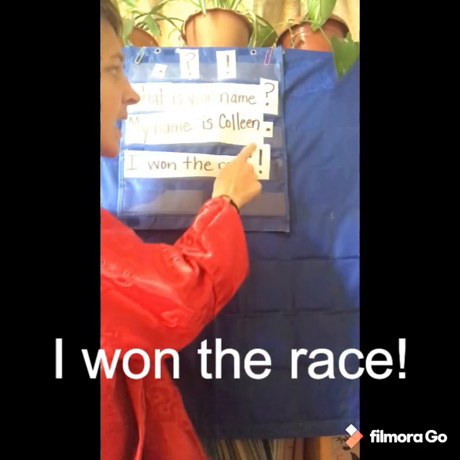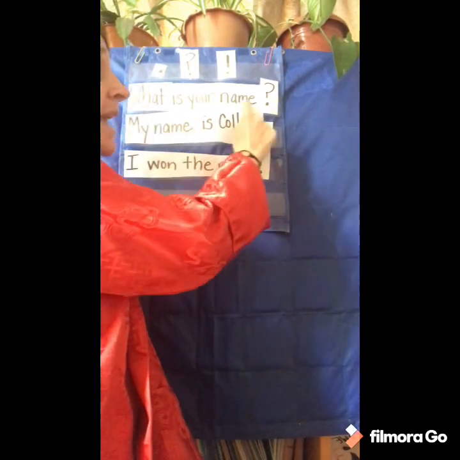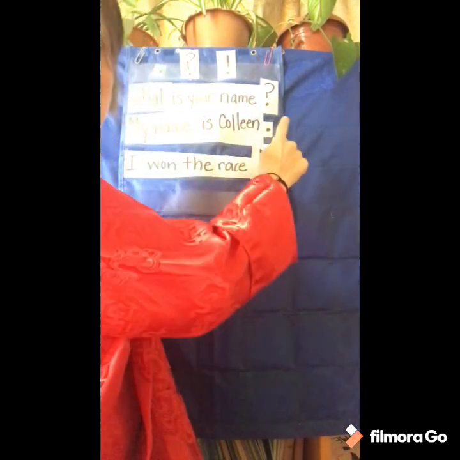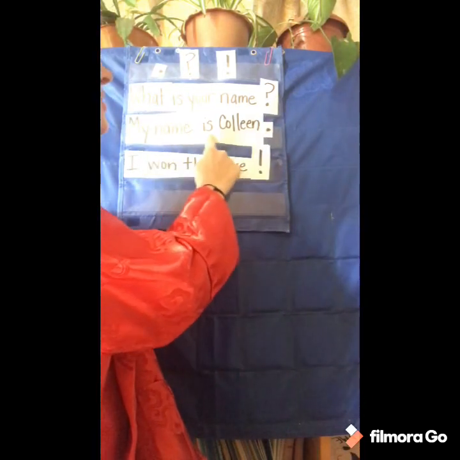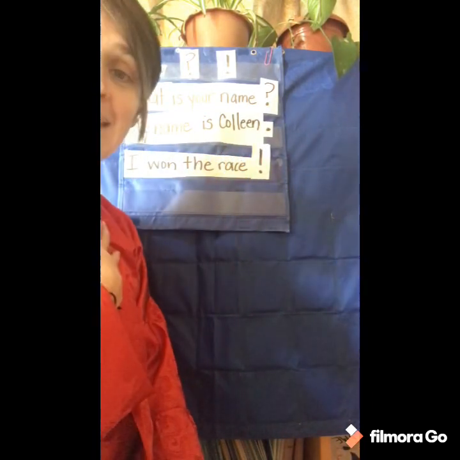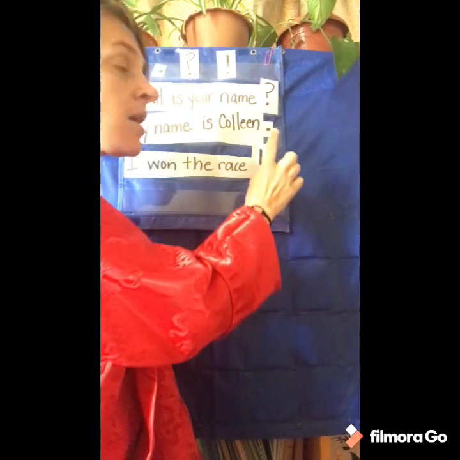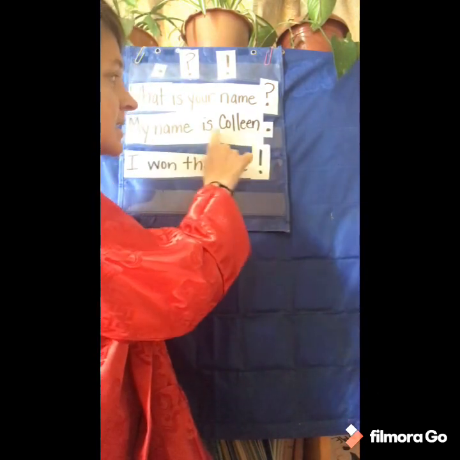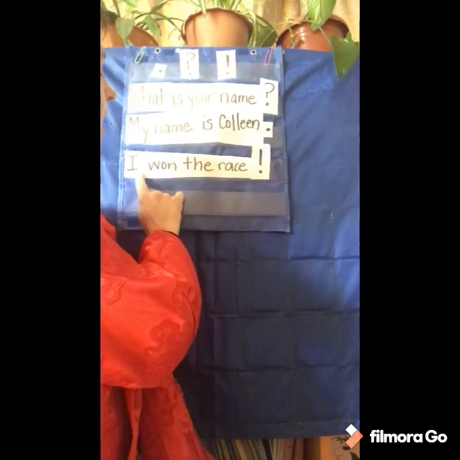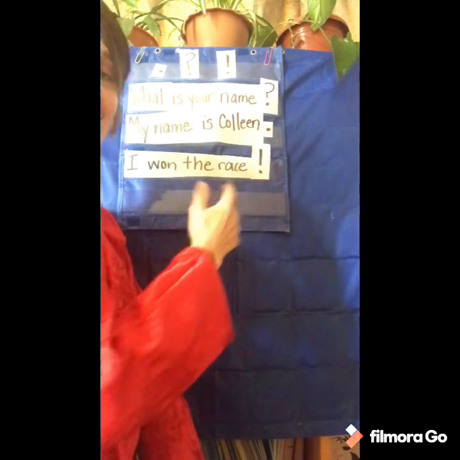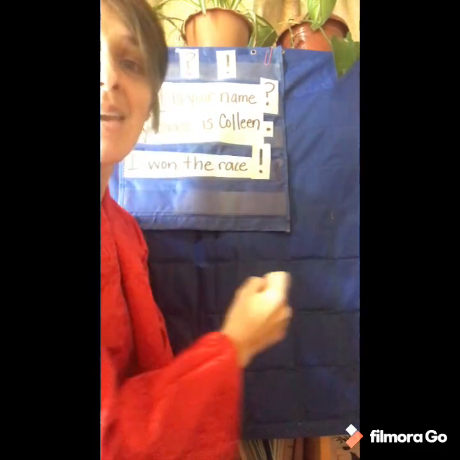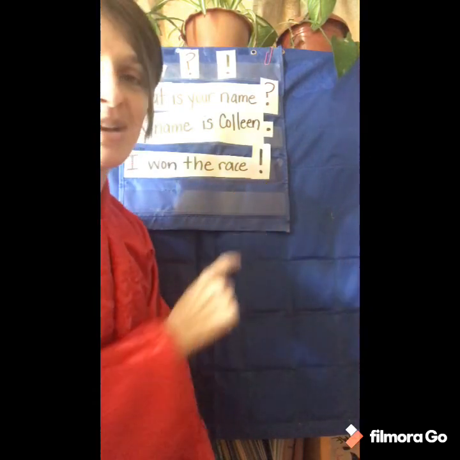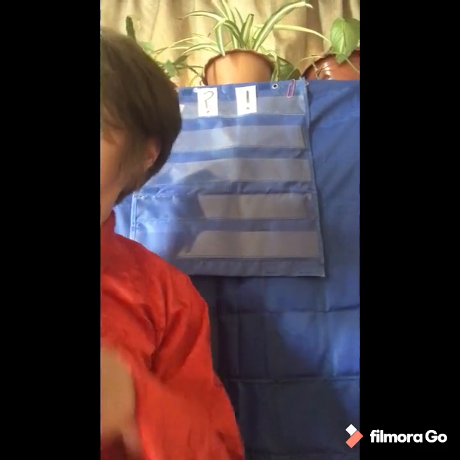So those are three kinds of sentences. What is your name is a question, and it gets a question mark. My name is Colleen. That's telling the answer. It gets a full stop. This is a statement. I won the race. I have a strong feeling, so it has an exclamation mark. Okay, so let's do this one more time with three different sentences.